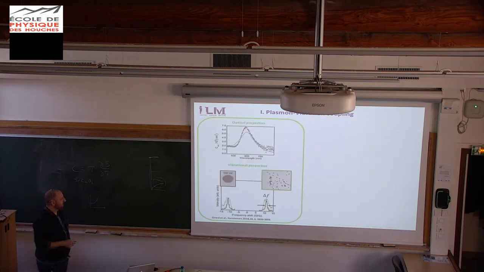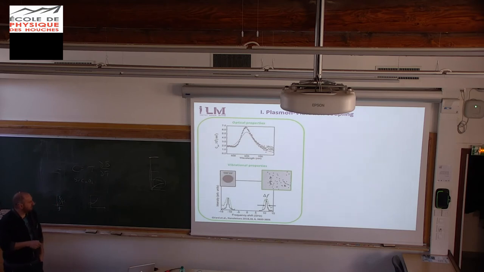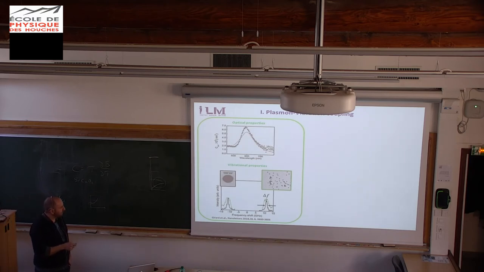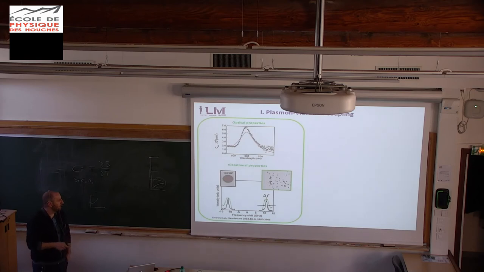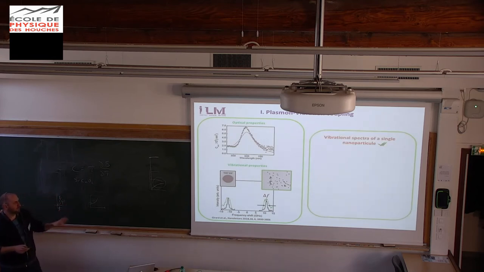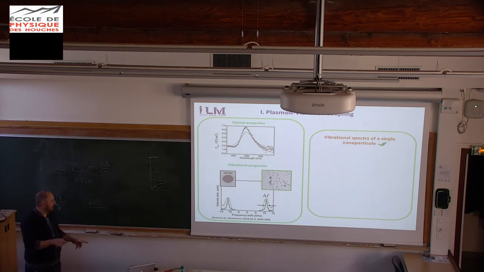So let's start with this single nanoparticle. This is a single gold nanoparticle spectroscopy, and this is its optical properties. You see there is a plasmon at 600 nanometers, so we excite somewhere here. Here I compare the spectra with the spectra of an assembly. The first point is that we are able to make this vibrational spectra of single nanoparticles. It only takes 2 hours, I think, in that case, so it's fine.